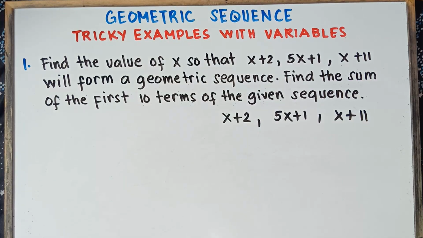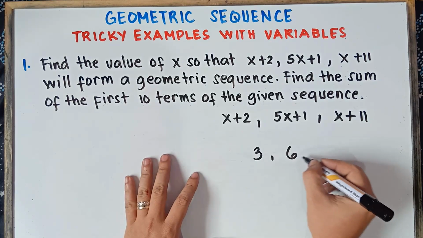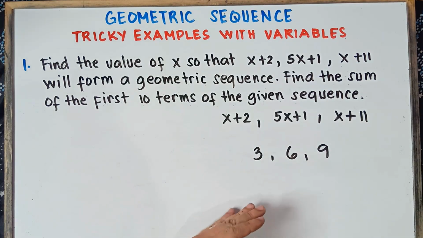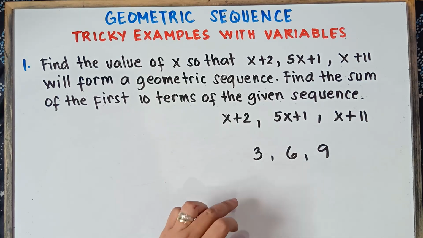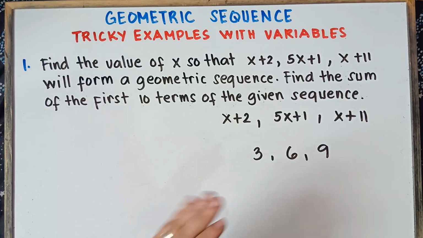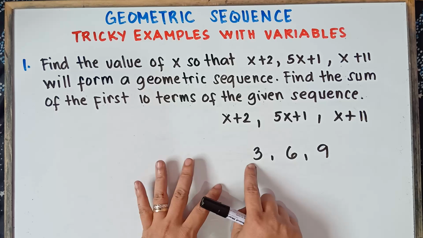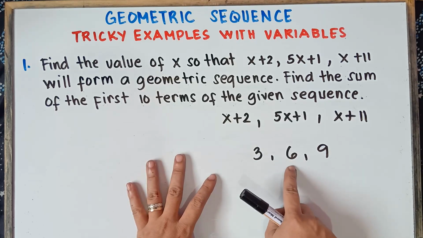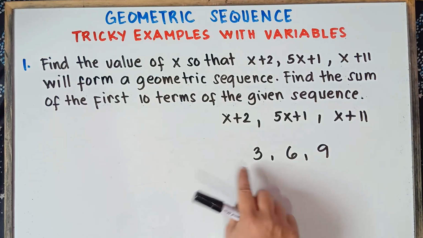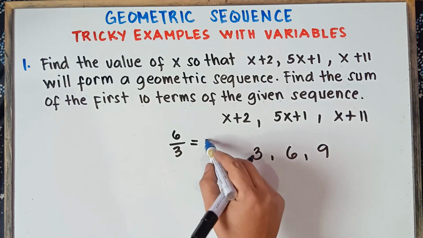Now, let's have basic examples, class, with regards to geometric sequence. If I say 3, 6, and then 9, can we call this one a geometric sequence? How will you know? You will know if they have the same common ratio. How will you get the common ratio? Simply divide the second term by the first term, and also divide the third term by the second term. Alright, let's do that. 6 divided by 3, what would be the answer, class? That's correct, that would be equal to 2.